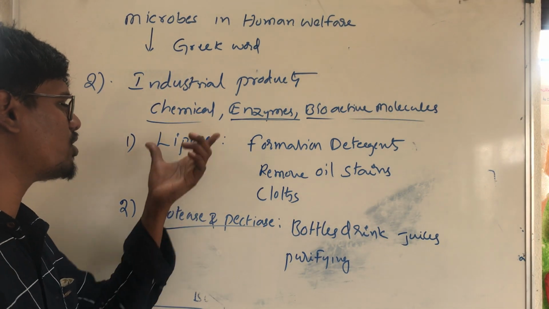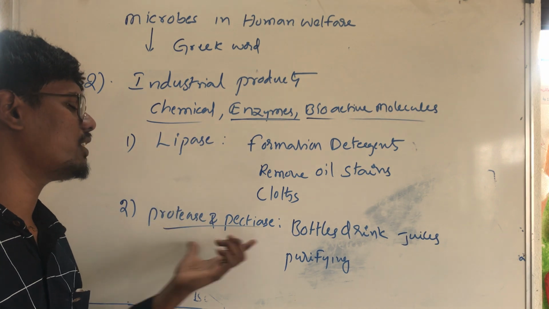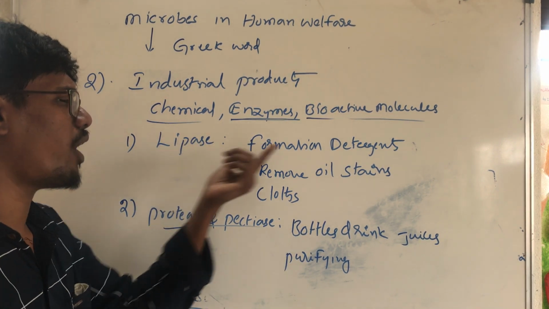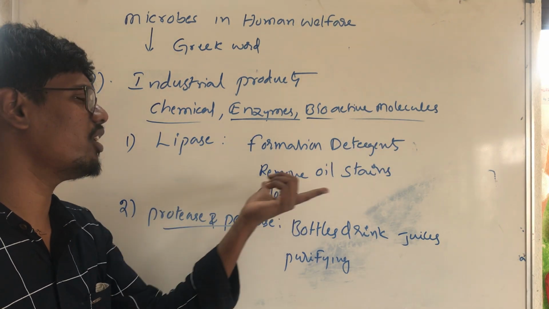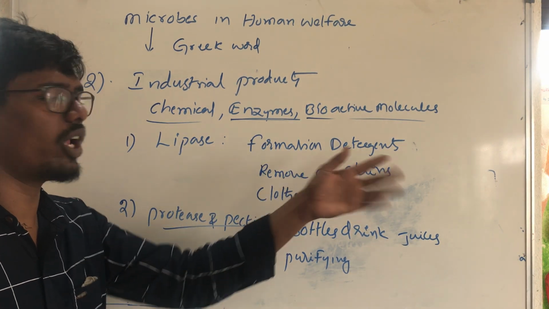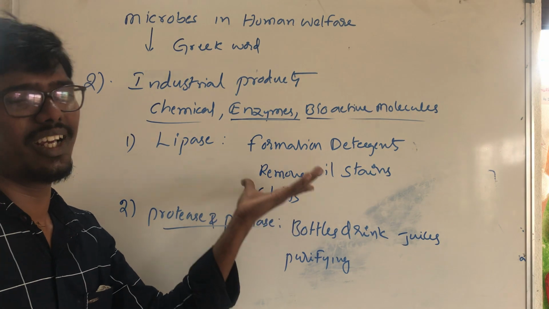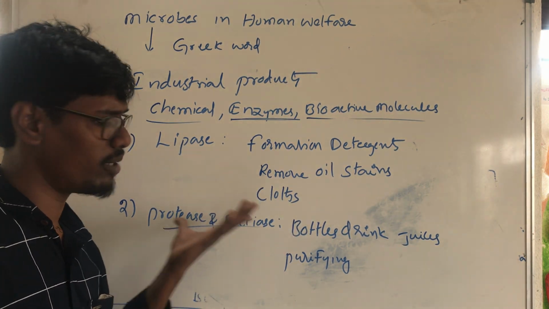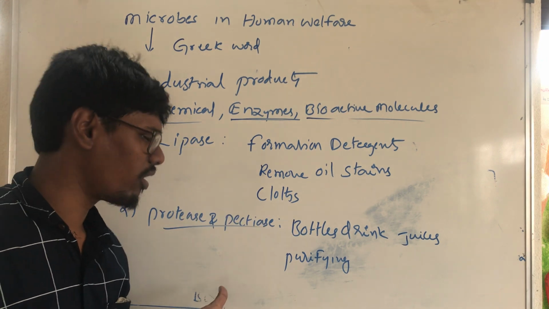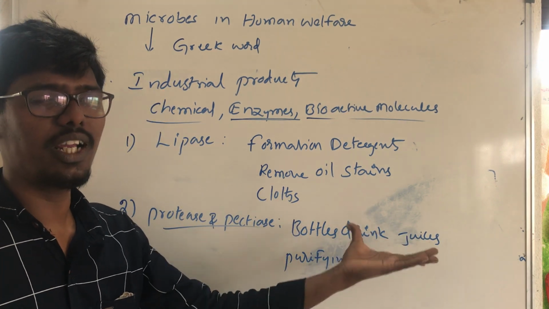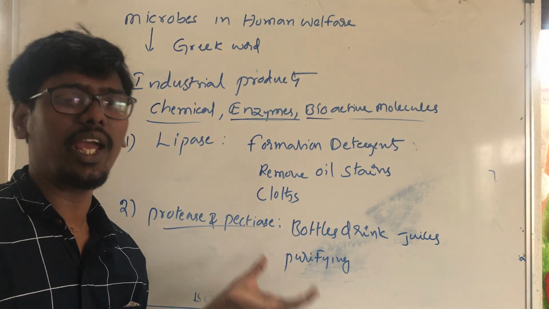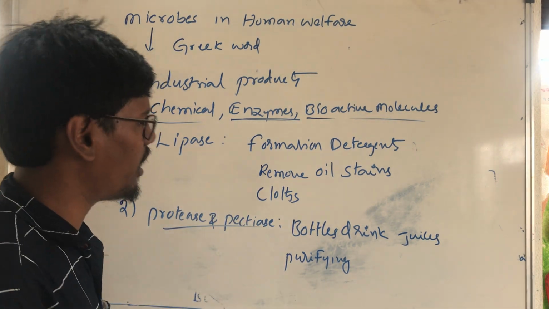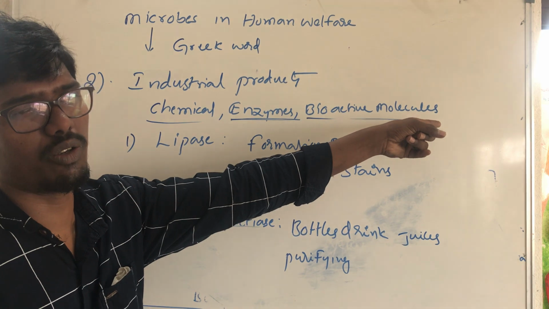Bioactive molecules: these two are lipase, protease, and pectinase, which are enzymes. Lipase is used in the formation of detergents and to remove oil stains, and also for clots. Protease and pectinase are also useful for bottled drink juices, to purify them and to store them for many days.